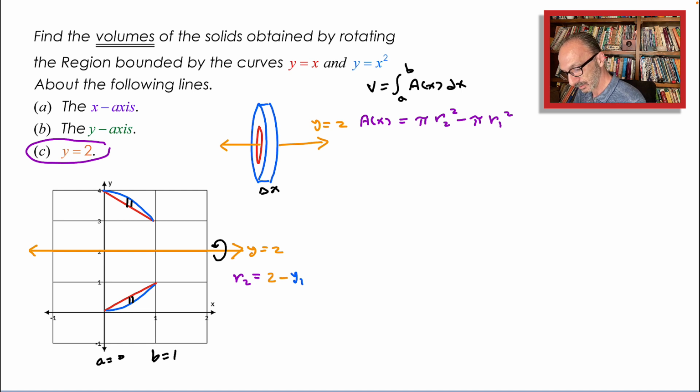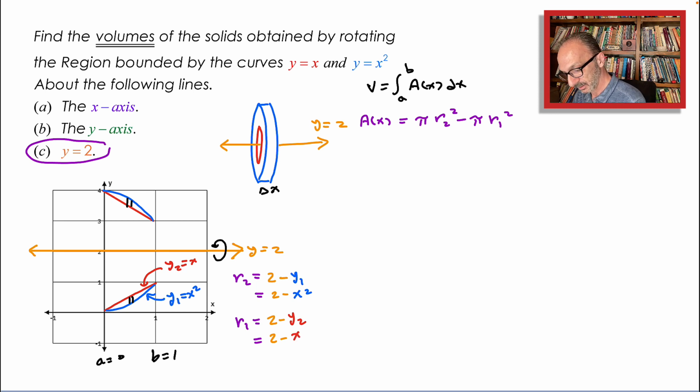And r1 will be 2 minus y2. Now here's y1, but y1 is the blue one, which is x to the second, and y2 is this right here. y2 is just x. To go back to r2 and r1, we have the following: r2 equals 2 minus y1, which is x to the second, and r1 is 2 minus y2, which is x.